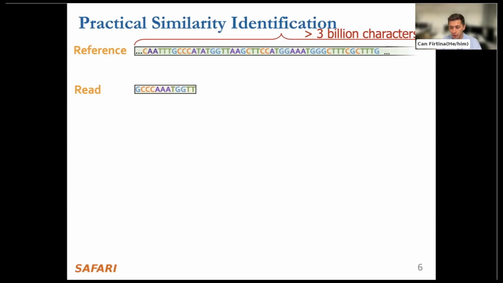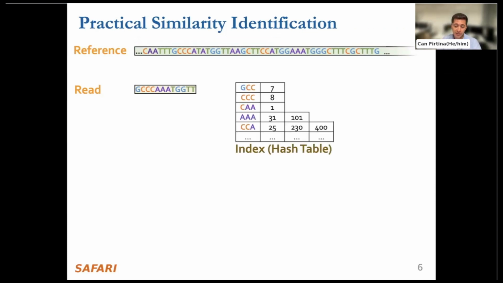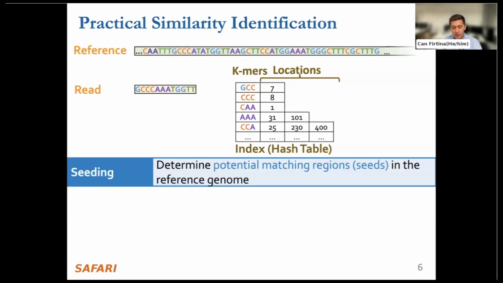For example, a human reference genome contains more than 3 billion characters. And indexing the sequences enables practical search over a large database of sequences. And hash tables are commonly used data structures for indexing. So this index can contain some subsequences that we call k-mers extracted from the reference genome and the list of locations of these k-mers in the reference genome. Identifying the sequence similarities using hash tables involves several heuristics.